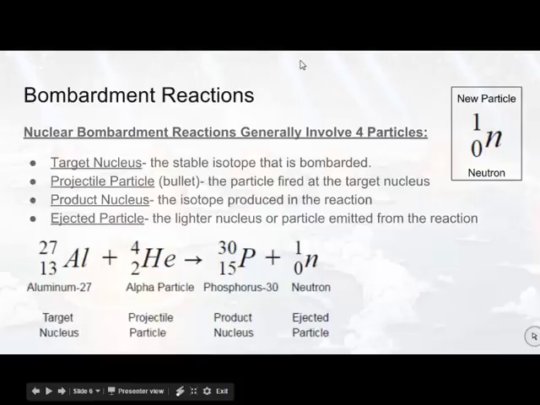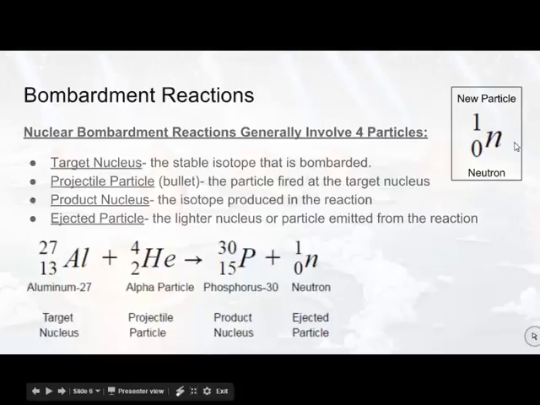This process of bombardment generally involves 4 particles, but sometimes it could be 3. We have the target nucleus, the stable isotope that we're going to be shooting. In the last example, they took aluminum-27. Then they had a projected particle. Think of it like the bullet. In this case, the projected particle was the alpha particle, being shot at the aluminum. Then we produce a new kind of atom or new element. Here our product nucleus was phosphorus-30. And then a lot of times you'll eject another particle out. The ejected particle is usually the lighter one. In this case it's the neutron.